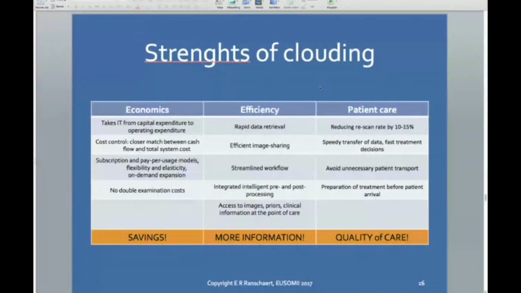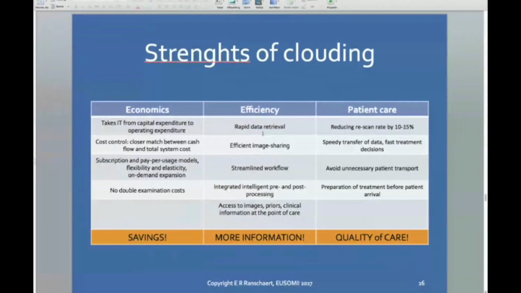So the strengths of clouding are summarized here. First of all, there are the savings, so the economics. We can make savings. Why? Because the IT has less need for investment of capital in the operating expenditure. There's a higher control of costs. So there will be a closer match between cash flow and the total system cost. And there are different subscription models between which the user can choose. And there will be no double examination costs. This can be avoided.